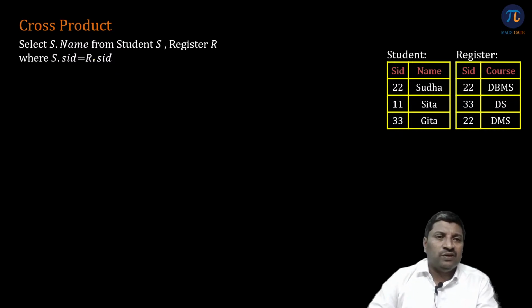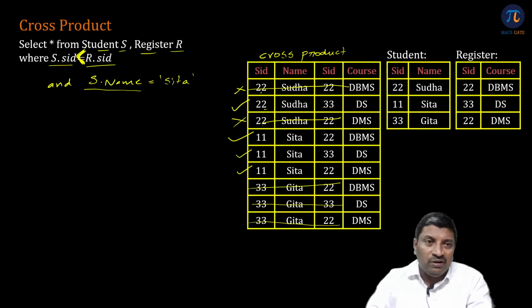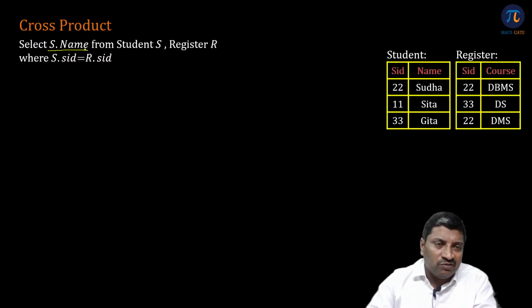So let's go to the next one. Now look at this, sir. The same story. Select S dot name. Now I am not selecting all the attributes. In the previous example, we selected all the attributes, so all the four were displayed. Now it is not like that. I want only one attribute. But the condition is same.